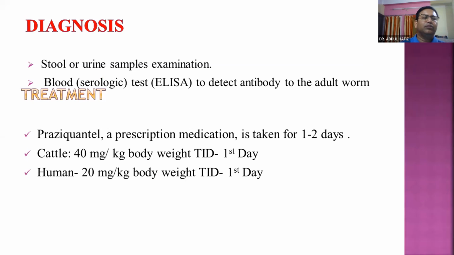So in treatment, we can treat this disease with praziquantel, in cattle 40 milligram per kg body weight, and in humans half dose, that means 20 milligram per kg body weight.